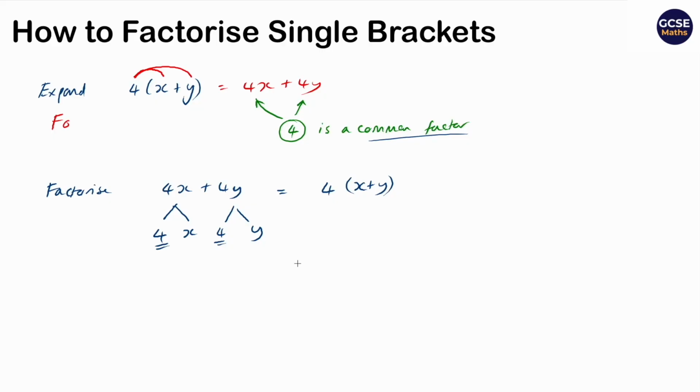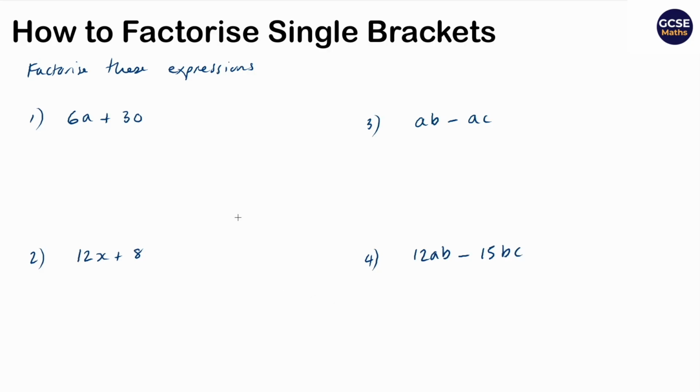So it's a quick recap. I want to show you this, so hopefully you can see the cycle. So if we write out 4 in brackets x plus y and the expanded version 4x plus 4y, hopefully you can see going this way round, we are expanding brackets, but going this way round, we are factorising. So you can see it is just a cycle. Let's have a look at a few. So we're going to factorise these expressions. Remember, we're looking for the highest common factors.